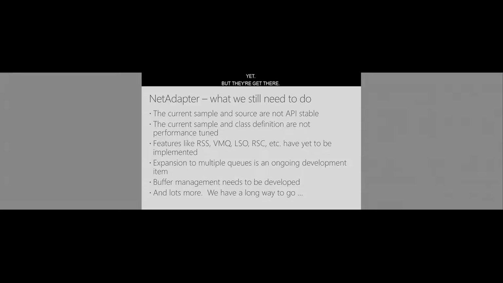And we need to go to multiple queues. The current sample that's up there supports a single queue. But as we saw last hour, we're now talking about NICs that need 1,000 queues or more. And buffer management hasn't yet been developed. Obviously, as we start spreading to multiple queues, we're going to need better buffer management. So these are things we still need to do.